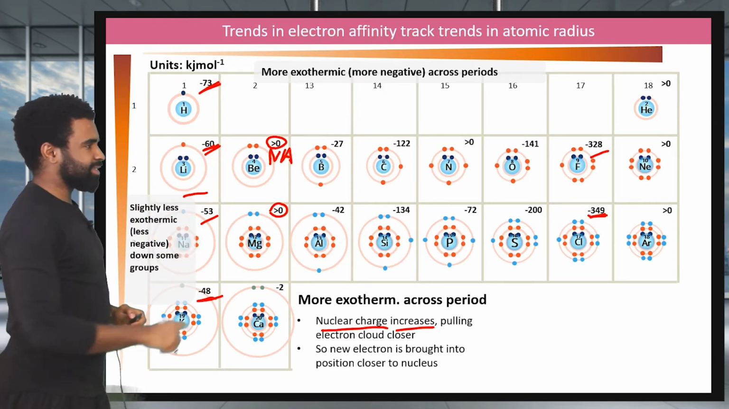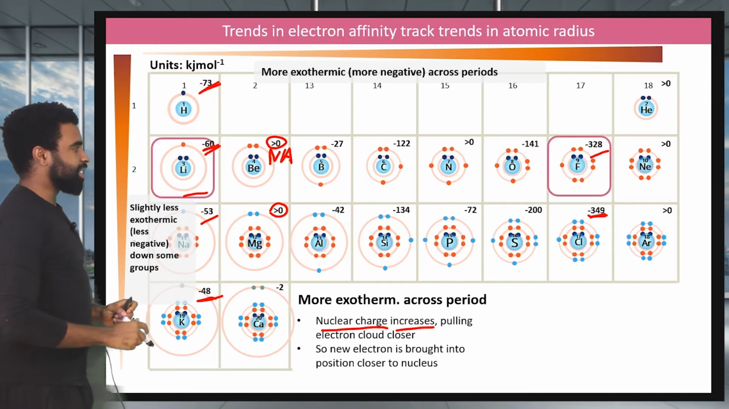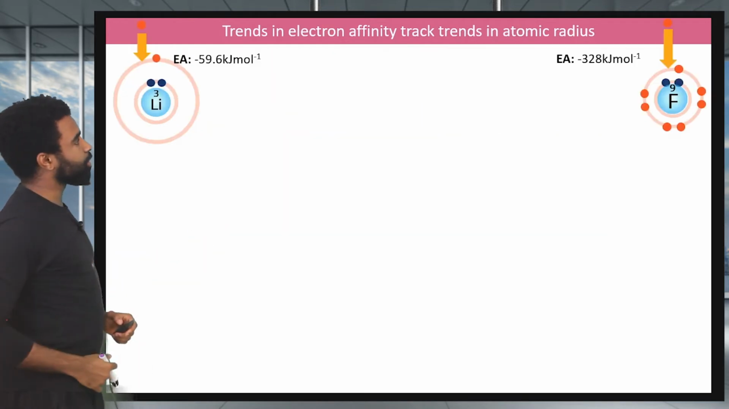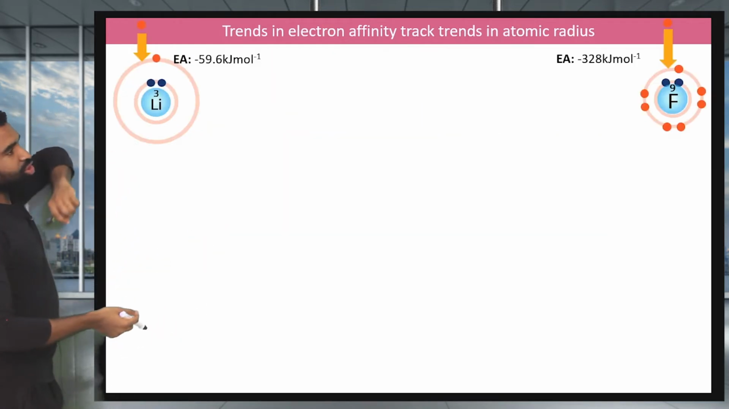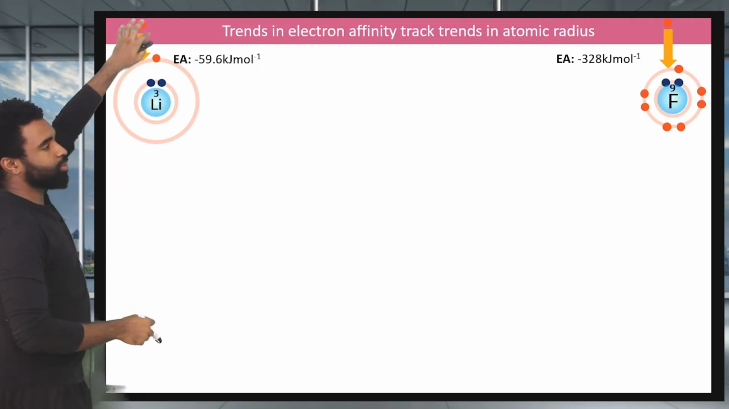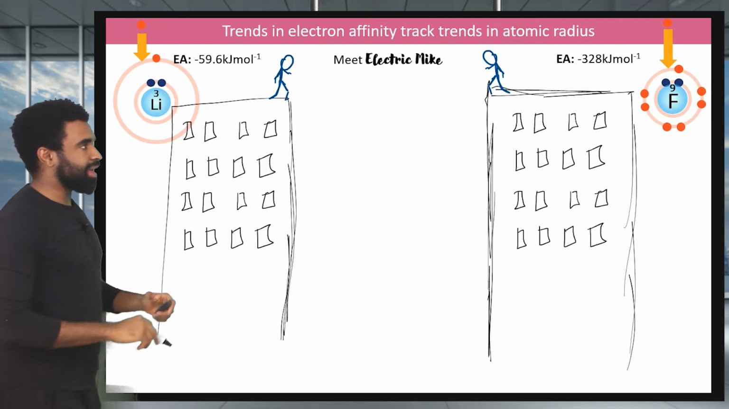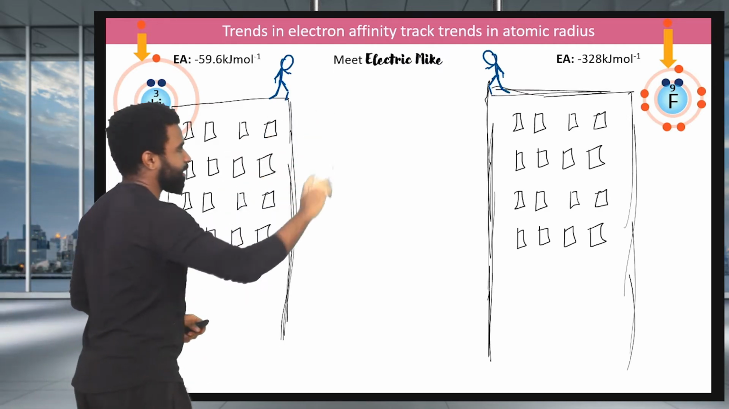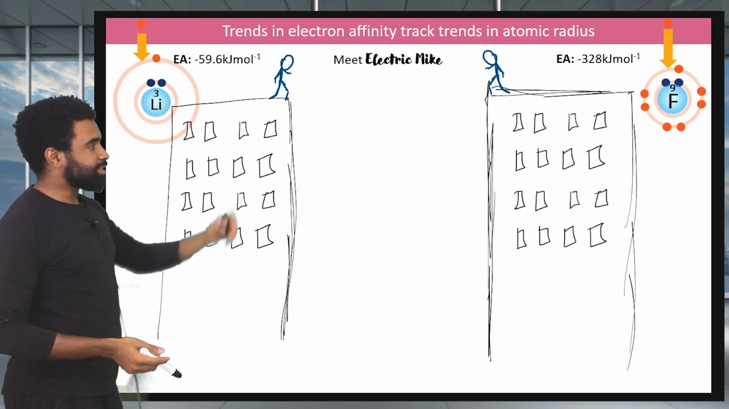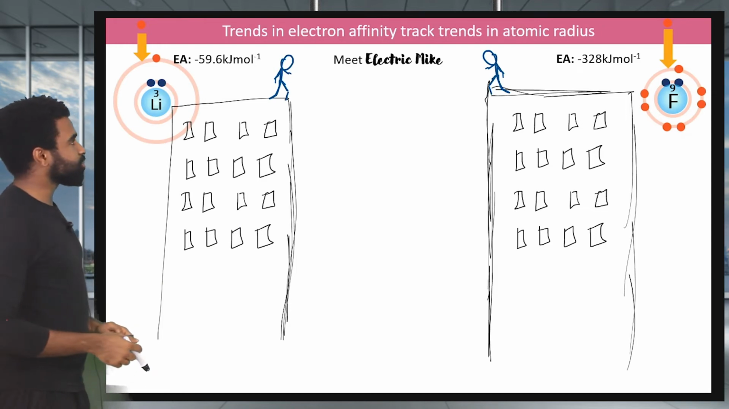Let's look at an analogy to try and understand what I'm saying there. We take lithium and we take fluorine, and we imagine the energy change associated with an electron dropping into each atom as the following analogy. So we meet this guy, Electric Mike, that does crazy stunts like jumping from buildings onto mattresses.